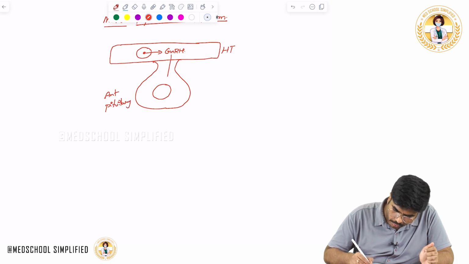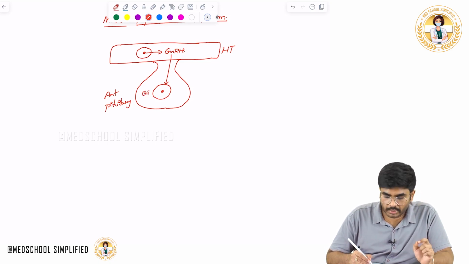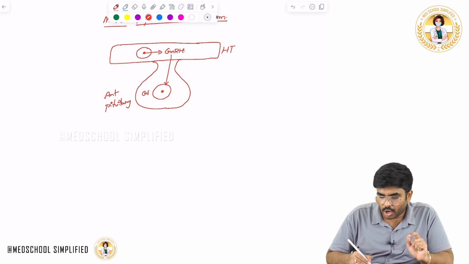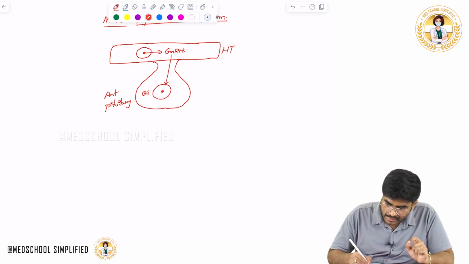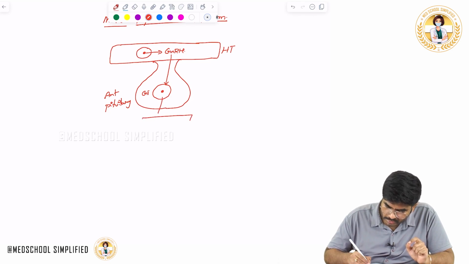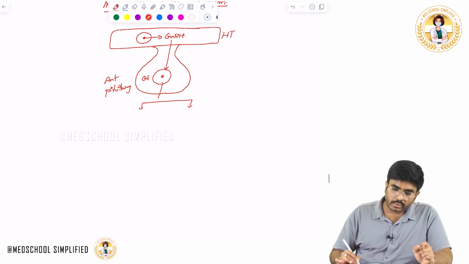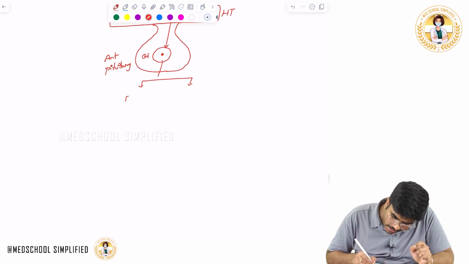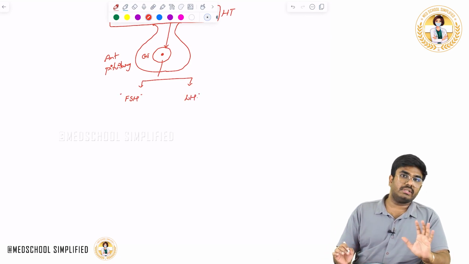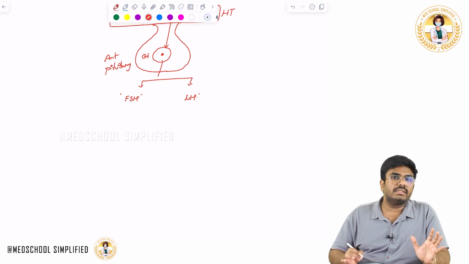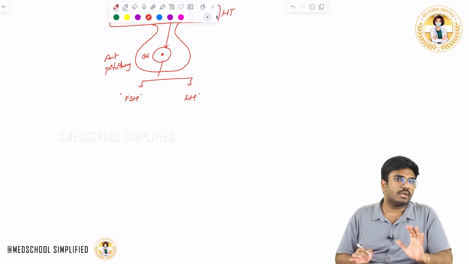Now this gonadotropin-releasing hormone is going to act on a cell in the anterior pituitary. This cell is called a gonadotrope. When the gonadotropin-releasing hormone acts on this gonadotrope, it is going to produce the gonadotropins. What are these gonadotropins? Gonadotropins here are FSH and LH. As I am discussing the male, I am going to talk about the testes. Here the gonad which I am taking is the testes, not the ovaries.